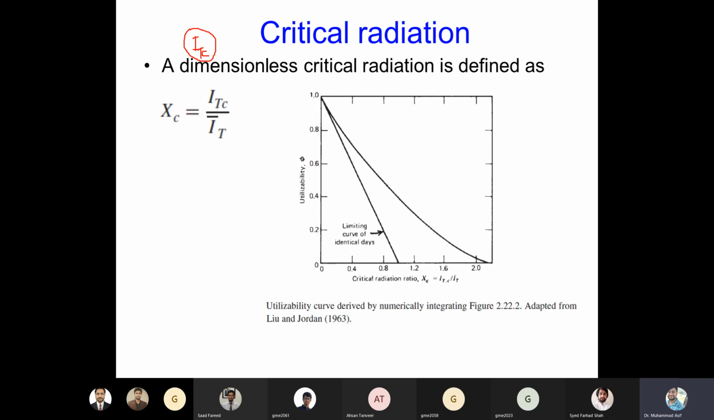And if we know the value of XC, from this graph, which is basically adopted from Liu and Jordan, 1963, this graph is used to calculate the value of the utilizability. If you know the value of XC, you can calculate the value of phi.